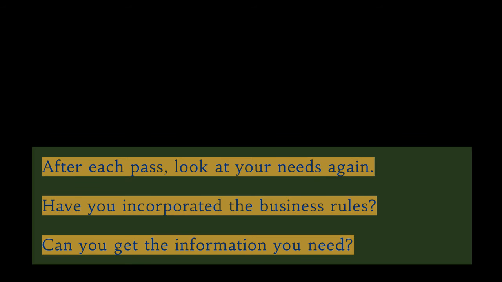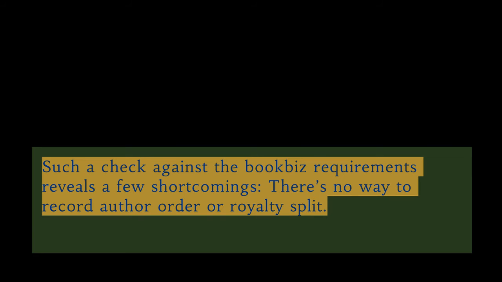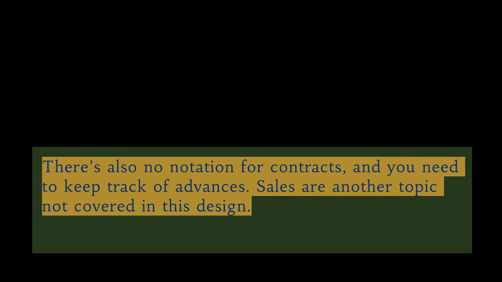After each pass, look at your needs again. Have you incorporated the business rules? Can you get the information you need? Such a check against the BookBiz requirements reveals a few shortcomings. There's no way to record author order or royalty split. There's also no notation for contracts, and you need to keep track of advances. Sales are another topic not covered in this design.